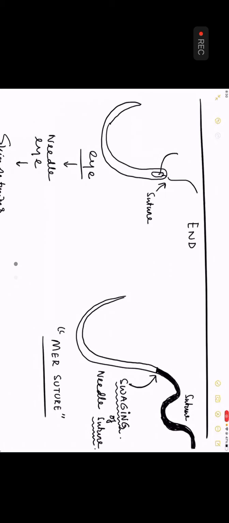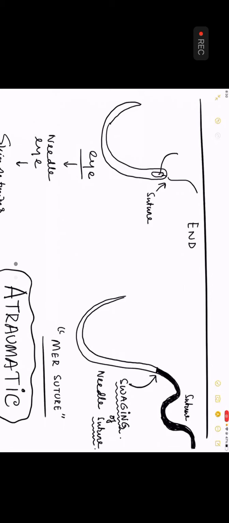For us, they are called atraumatic sutures.